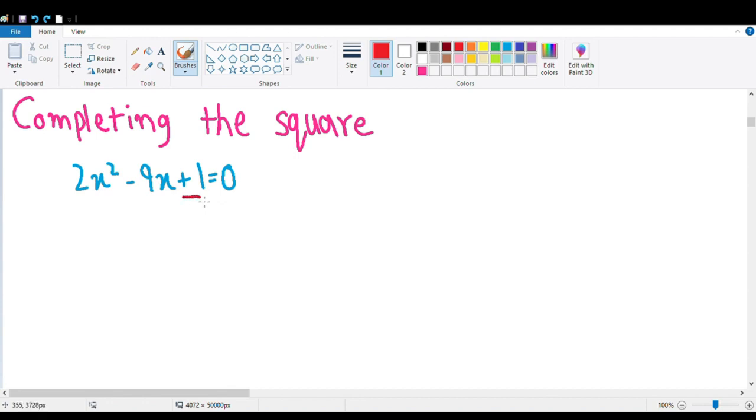So step 1 is to shift the constant term to the other side. In this case, it's plus 1. We're going to shift it to the other side. It's going to become minus 1. So let's write that down. 2x squared minus 9x equal to minus 1.